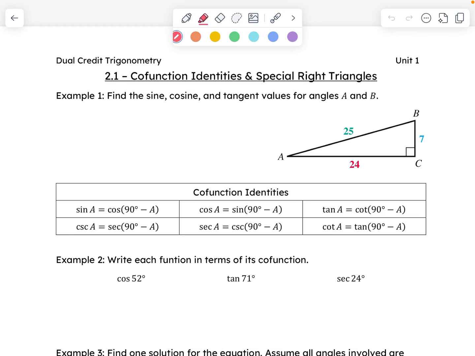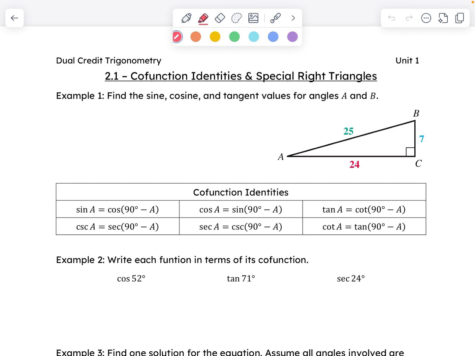Hey guys, today we're looking at 2.1, which is our cofunction identities, and we're going to do a little review of some special right triangles at the end of it. So the first thing that we're going to do is review our SOHCAHTOA. For example 1, I want you to find sine, cosine, and tangent values for angle A and angle B in this triangle right here.